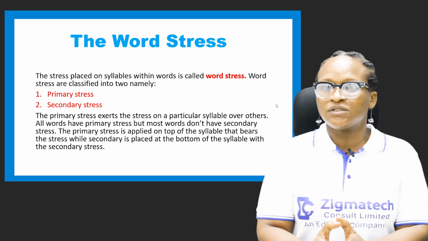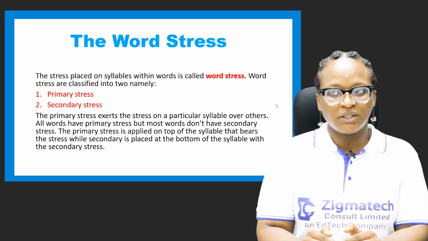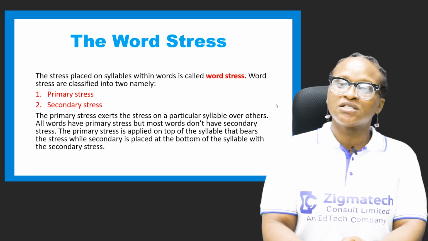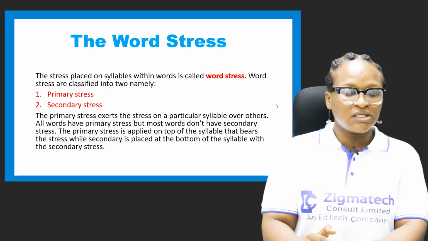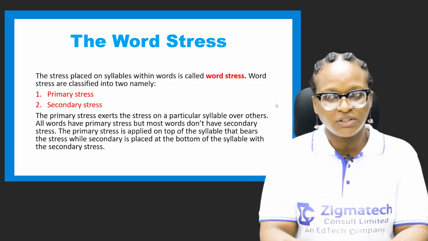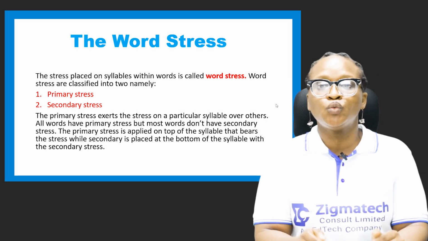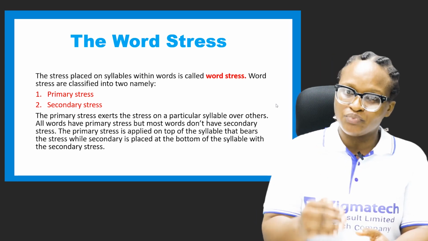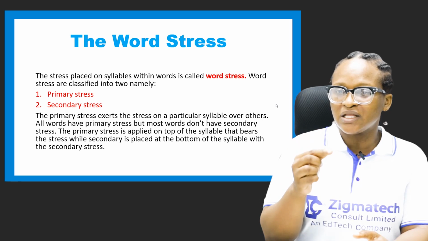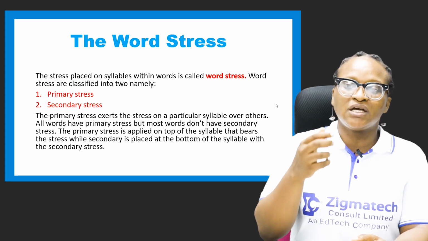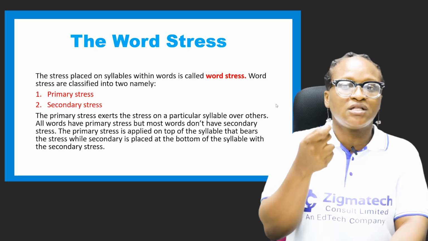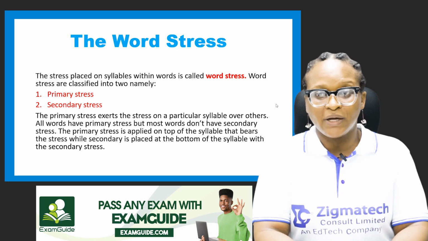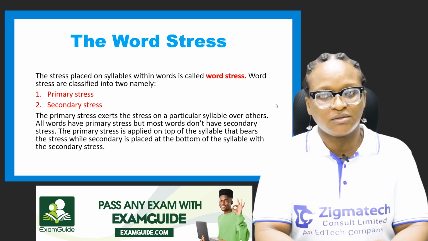The stress placed on syllables within words is called word stress. I've earlier stated that when we place emphasis on a particular syllable within a word, that's what we call word stress. So when a word is given to you, there must be a syllable that carries the stress. That means at the point of pronunciation, that particular syllable that carries the stress should go up while the other one comes down. So I give an example using the word education.